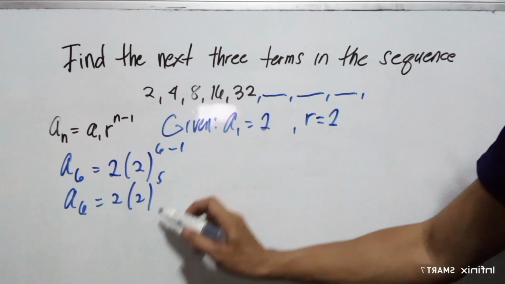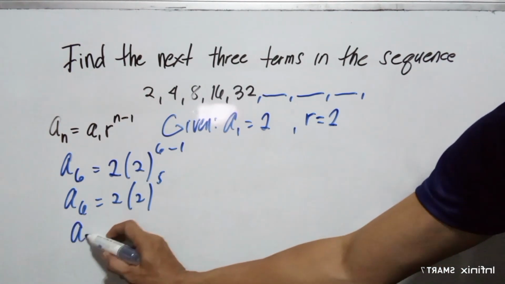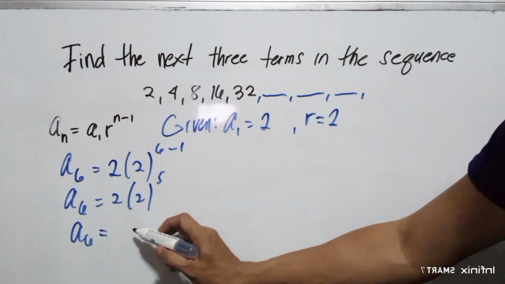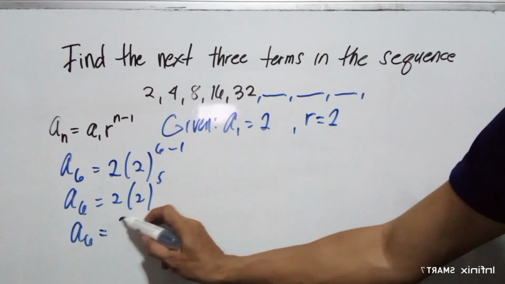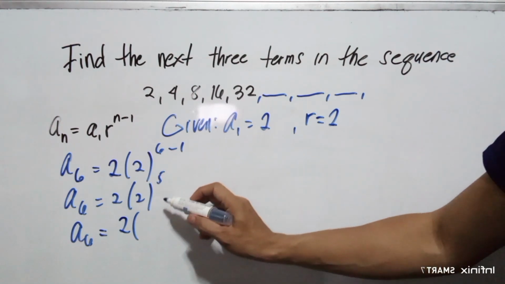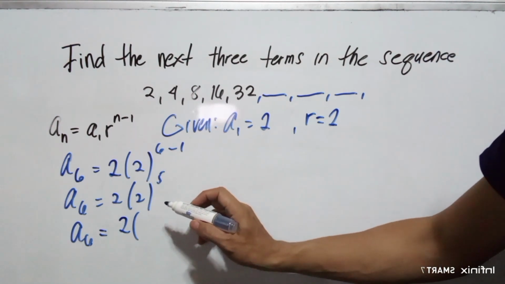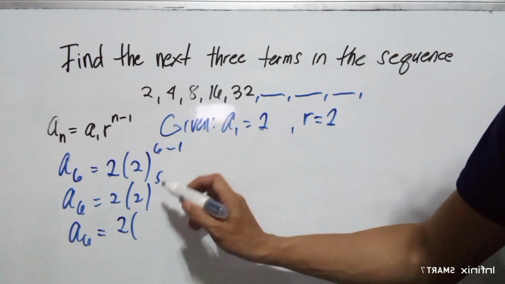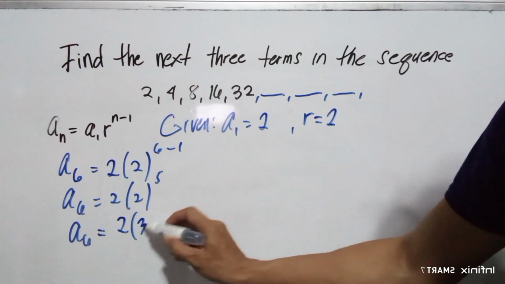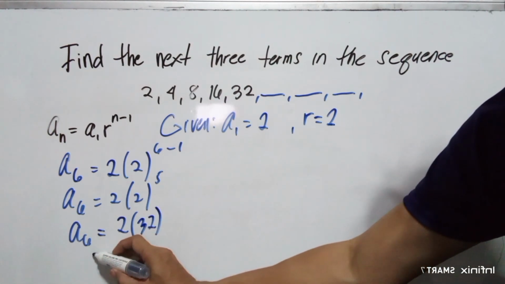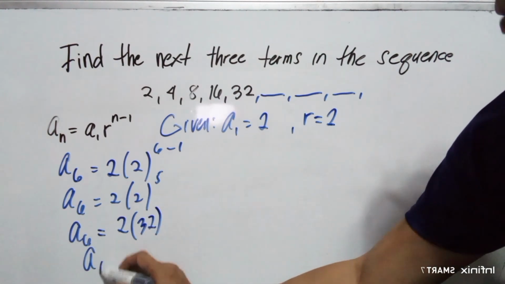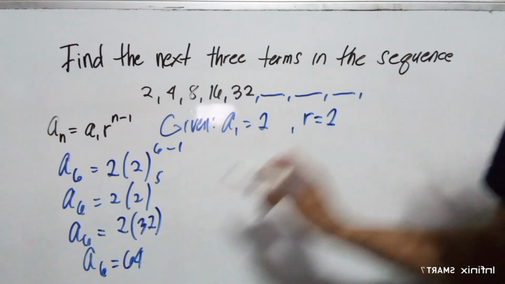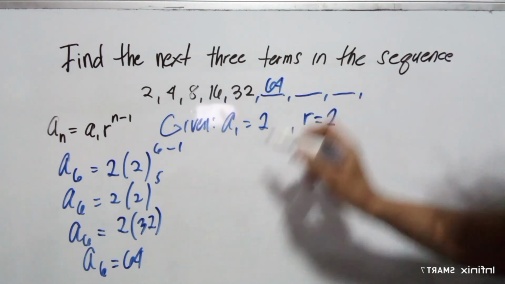Ngayon, a sub 6 equals 2 times 2 raised to the power of 5. So that is 32. 2 times 2 times 2 times 2 times 2, that is 32. Okay? So a sub 6 is equal to 2 times 32 is 64. Yung pang 6 term is 64.